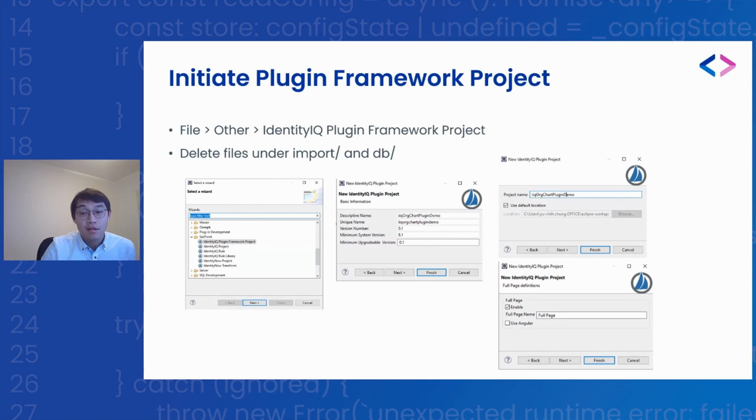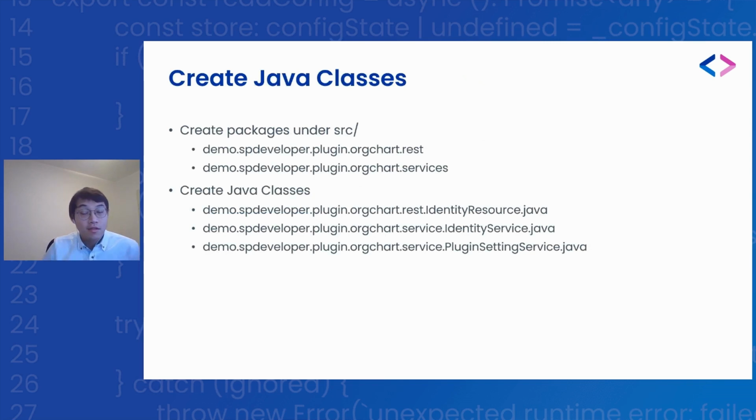First of all, let's create a plugin framework and build project. As a shortcut to initiate an IIQ plugin project, we will use the wizard from the IIQ DA on Eclipse. Note, to my knowledge, if you are using IIQ DA on VS Code, there might be no wizard currently available. Hopefully, it will be available in the near future. After the project is created, we will create the Java package and the corresponding Java classes.